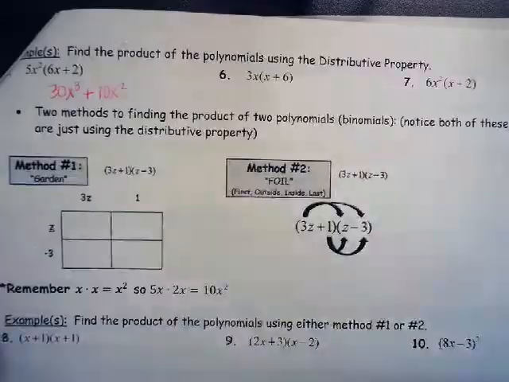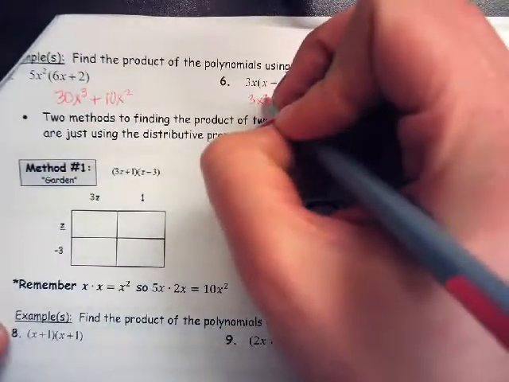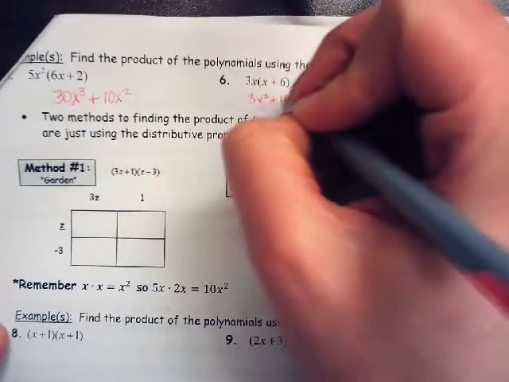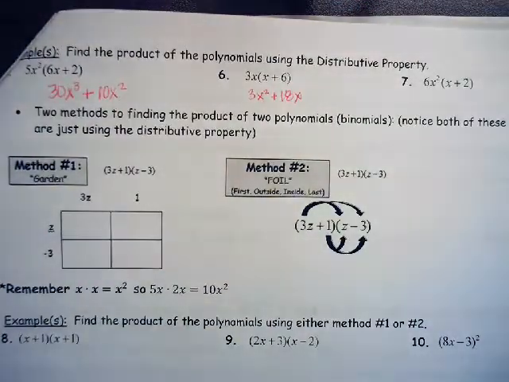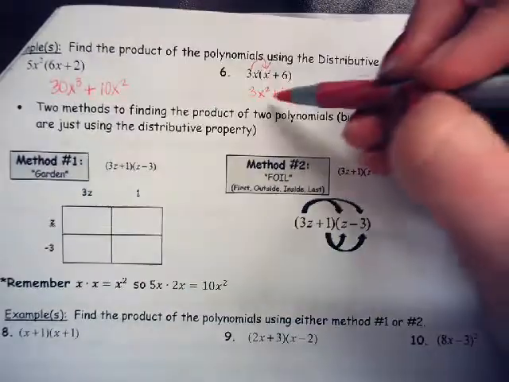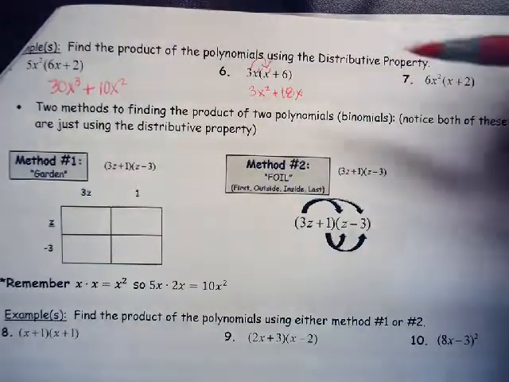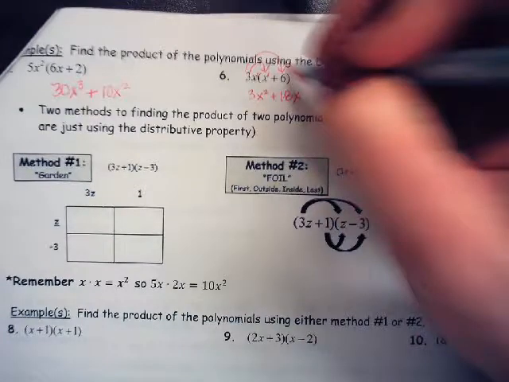All right, 6. Distribute my 3 and I get 3x squared plus 18x. I just took 3 times x, added my exponents, so they both have a 1 right here. So it would be 3x squared. And then I took 3 times 6 and I got 18x.